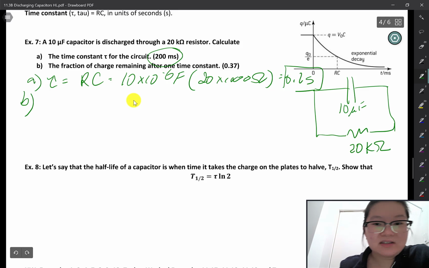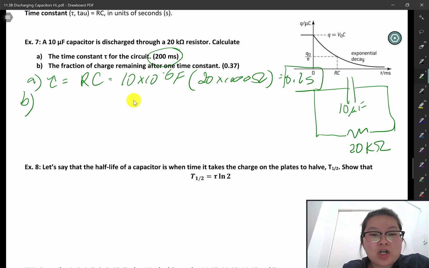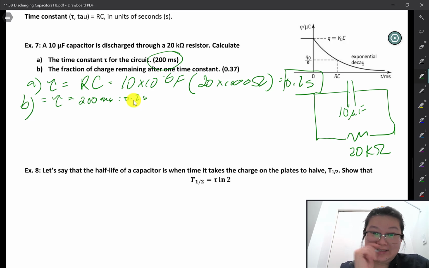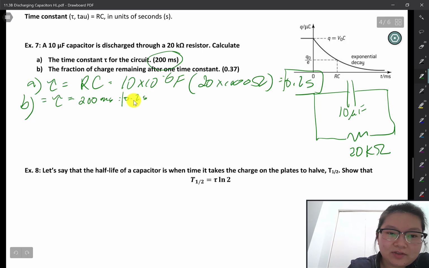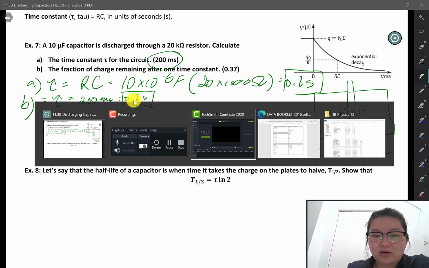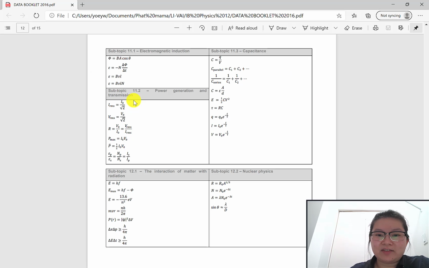Moving on to B. This is the interesting part. What is the fraction of charge remaining after one time constant? So one time constant is just going to be 200 milliseconds, or 0.2 seconds. So the time constant is, hopefully you've found it obvious, a unit of measurement of time. So what we want to do is go find the discharging equation for the charge of a capacitor. So if you learned the decay equation in math, that's fantastic, but if you have not, it is provided in your data booklet.